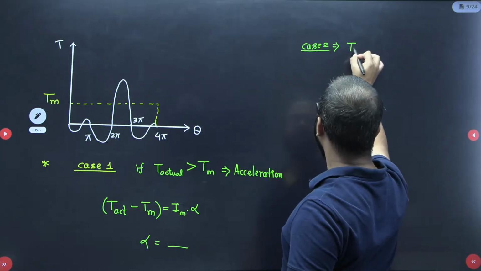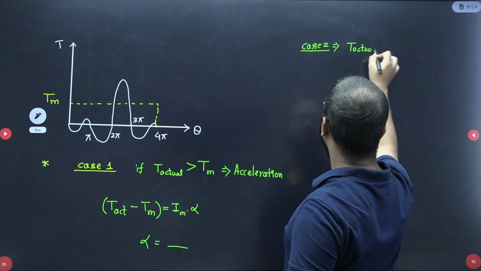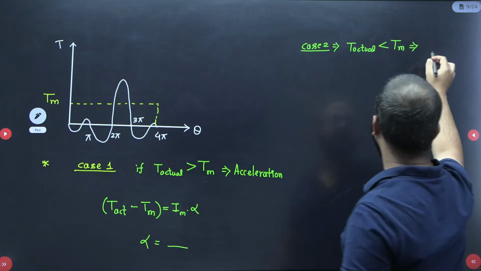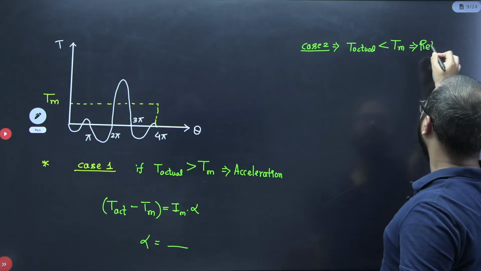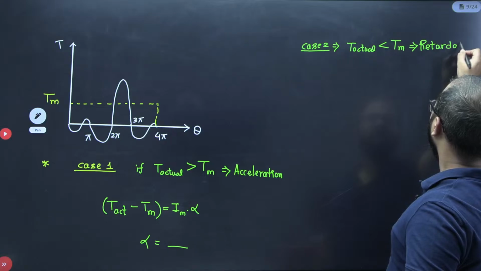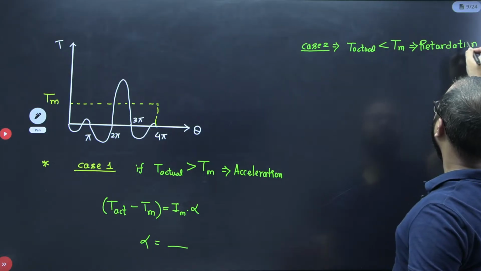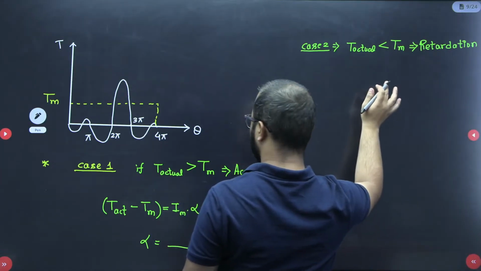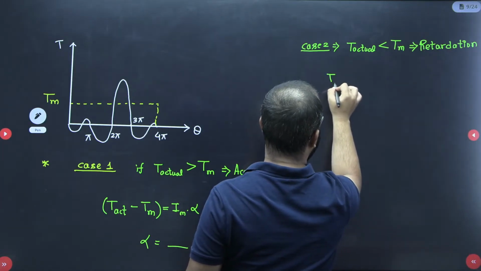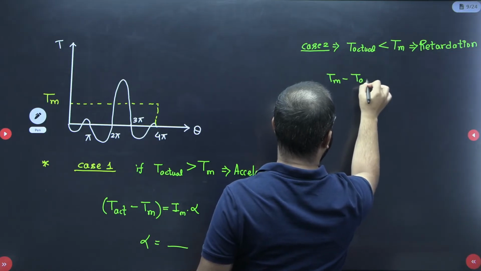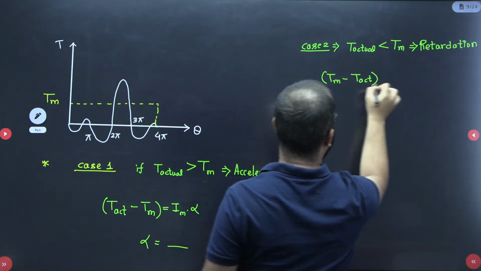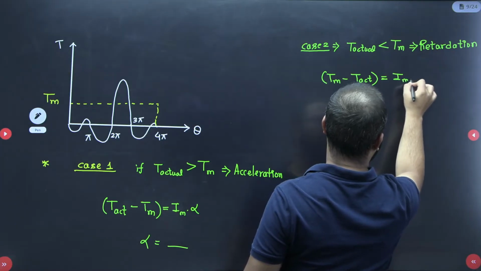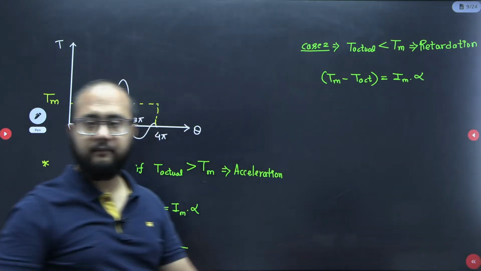Where actual torque is less compared to mean resisting torque, what is going to happen? Retardation. Now please understand here, in that case this mean torque minus actual torque, if you take the difference, it will be equal to I, mass moment of inertia, multiplied by alpha.